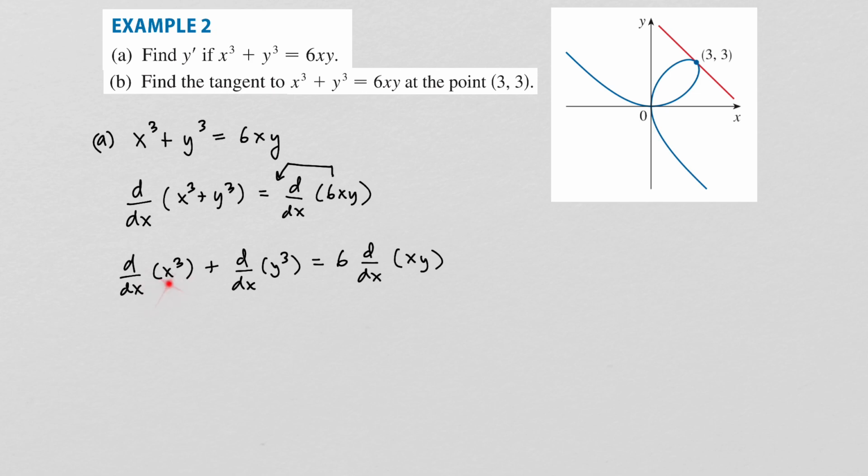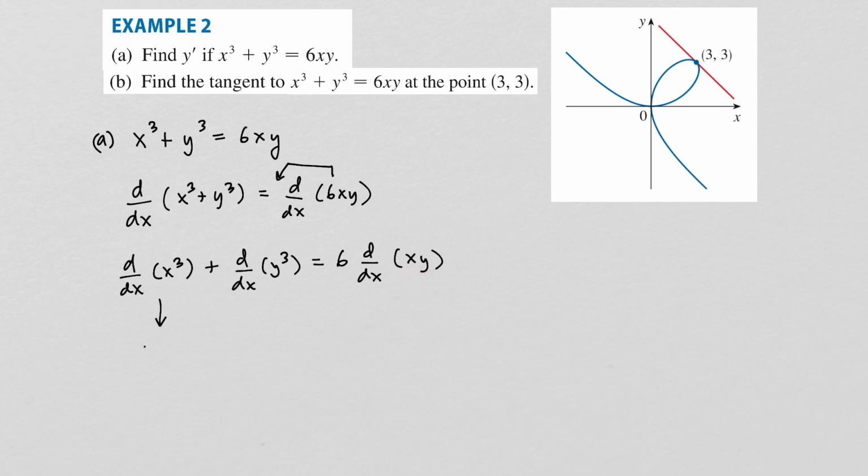So this is a normal power rule derivative. This right here is a product rule derivative. And this, of course, is a normal derivative, but we are taking the derivative of a y term, so we need to make sure we have a dy dx. And of course, we will get a dy dx on the other side as well. So let's go through this.